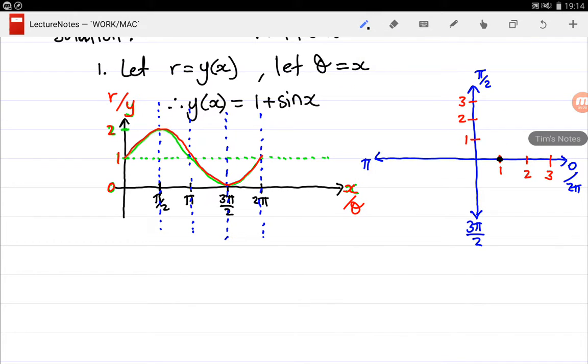I have to change. Okay, so r is going to start there at 1, and then it moves all the way from 1 to 2, and that's at pi over 2. That means at pi over 2 we expect it to be at 2 up there, and this is very important because it means that it's going to change over time.